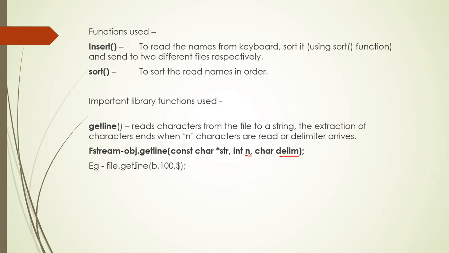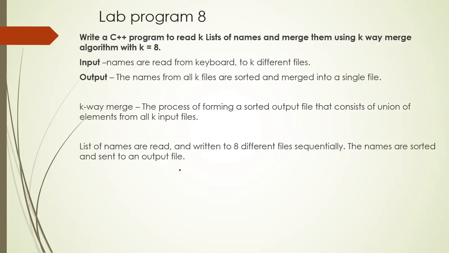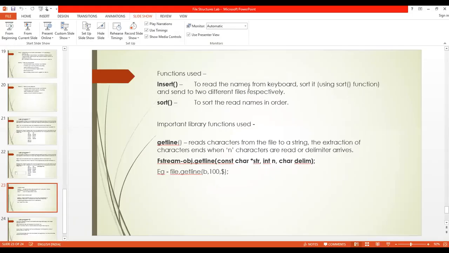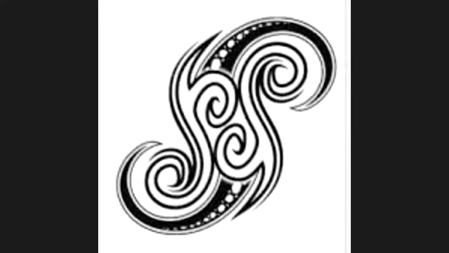So getLine is a function of the file object. Okay, getLine is the function name. B indicates the buffer to which the characters are put. So 100 characters can be put, or till the delimiter symbol arrives. Dollar symbol or whichever character arrives; it should be a single character, right? So this is the function which is used. Now we'll see the program.